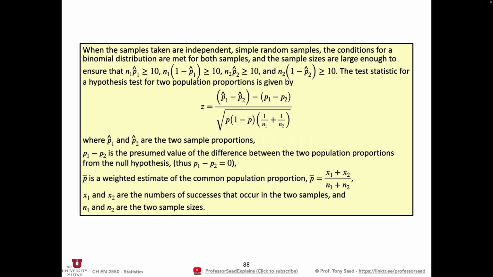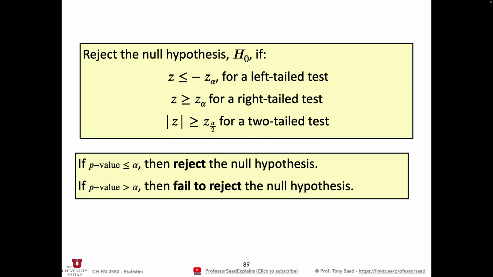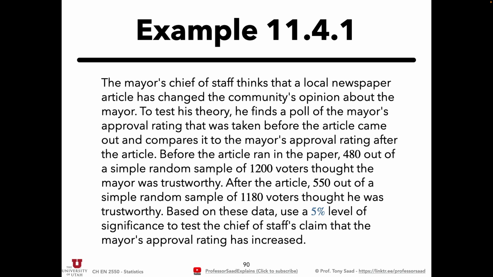We'll program this in a spreadsheet together, and then the rest is a typical hypothesis test. So we'll start with this example. The mayor's chief of staff thinks that a local newspaper article has changed the community's opinion about the mayor. To test this hypothesis, a theory is actually when a hypothesis has been corroborated with evidence. So you say the theory of gravity, not the hypothesis of gravity, or the theory of evolution, not the hypothesis of evolution. So this is really a hypothesis. People use this very loosely, always saying, oh, I have a theory about what's going on. No, you have a hypothesis about what's going on.